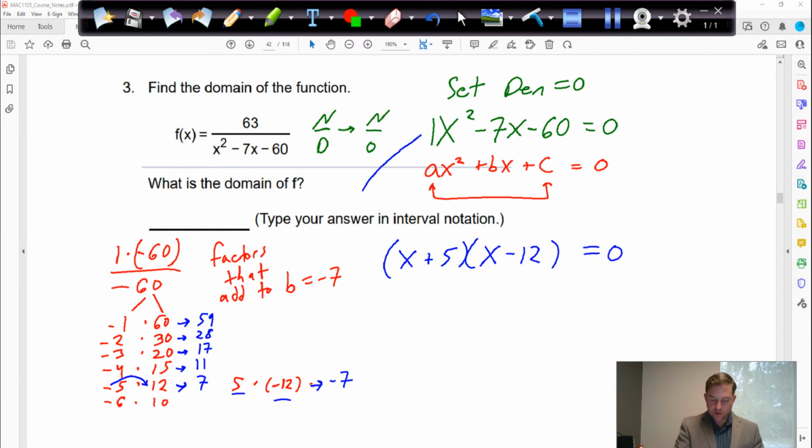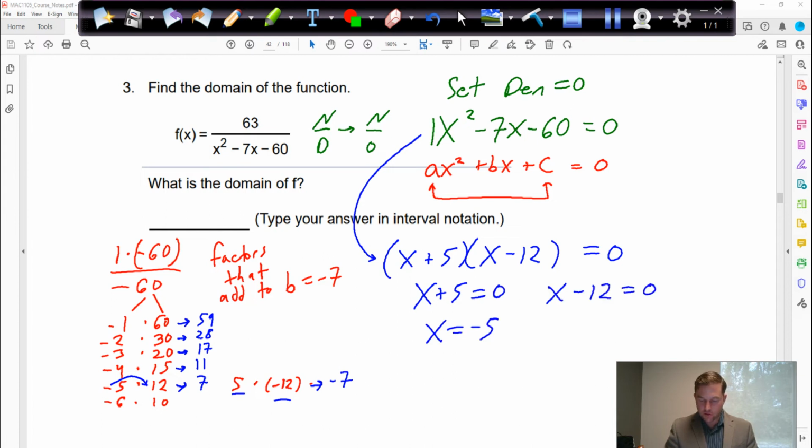So this green stuff will factor into this blue stuff. Now this is equal to 0 at 2 points. When x plus 5 equals 0, or x equals negative 5, or when x minus 12 equals 0, or add 12 to both sides, when x equals positive 12. So what causes these bubbles to go to 0 are the opposite of these numbers. So negative 5, positive 12.